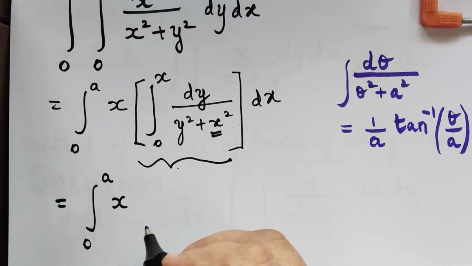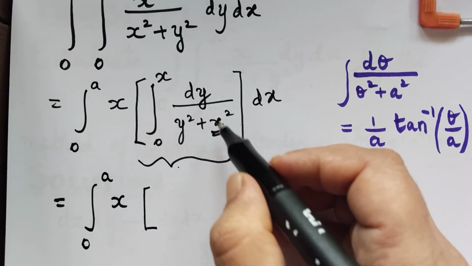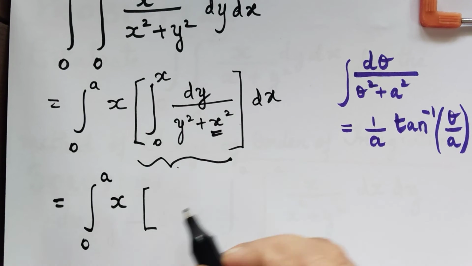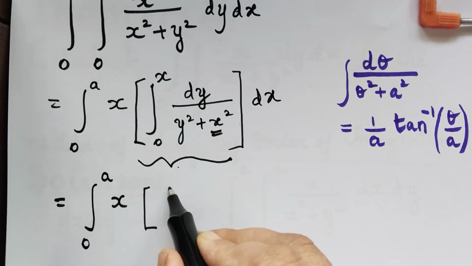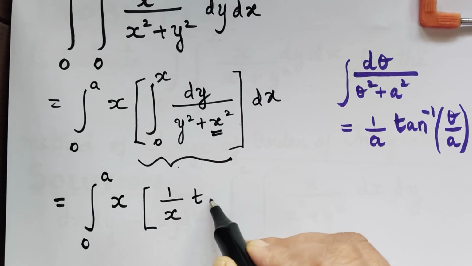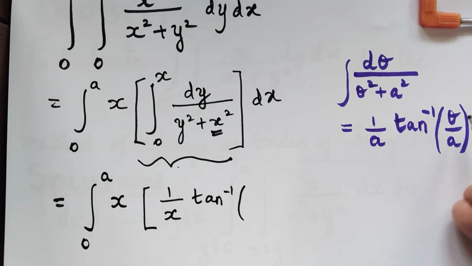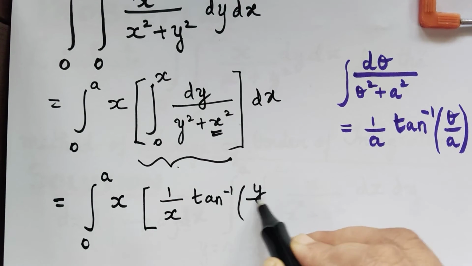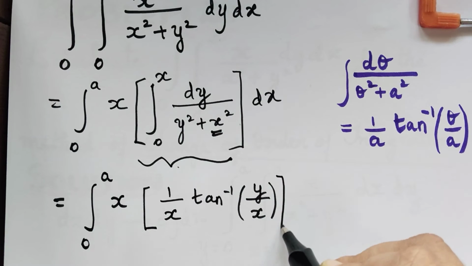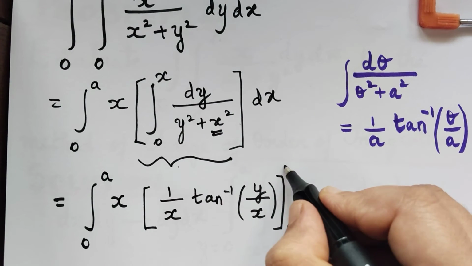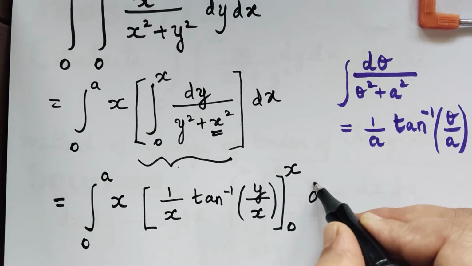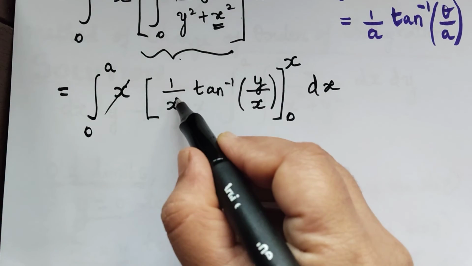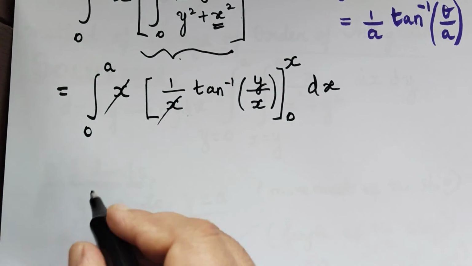So now when we apply this formula over here, we get this to be equal to 0 to a. X is a constant, we can write as it is. And after integration with respect to y, here it will be 1 by a. At the place of a, what do we have? X. So if you see, a square is x square. So 1 by x. Then tan inverse of, here you have theta by a. So at the place of theta, here we have the variable y. So y by x. And this is between the limits 0 to x. And then dx. So now we shall apply the upper and lower limit, and we can cancel these two x, which is in the numerator and the denominator.